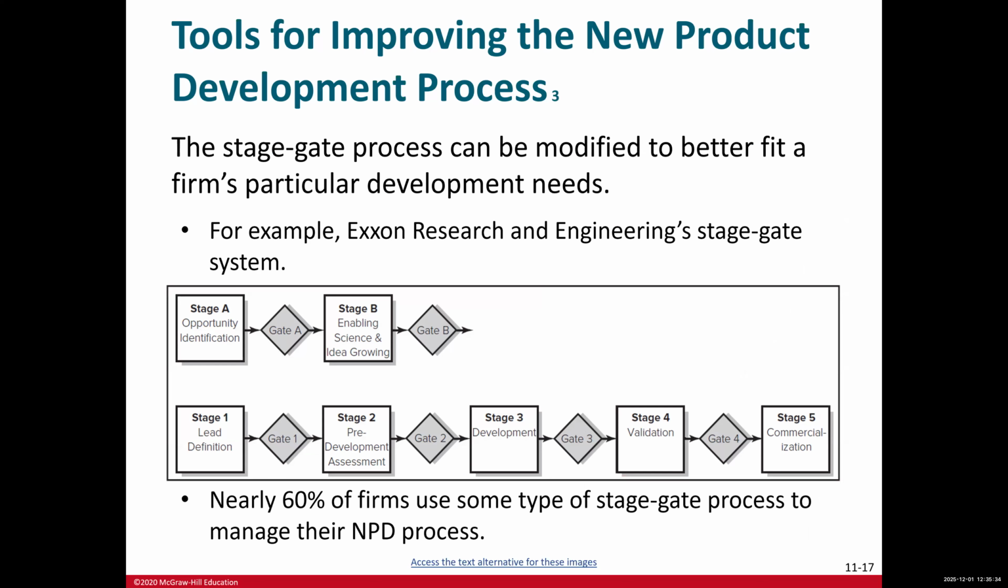For example, here, as you can see, is the stage gate process that can be modified because it's not written in stone. As you can see, Exxon Research and Engineering's stage gate system, they have modified the 4 gates and added gate A and B for their own lead identification and pre-development assessment, and then going to development and validation, and then commercialization. So they were able to make this their own tool for go or kill decisions and utilize it for their own projects.